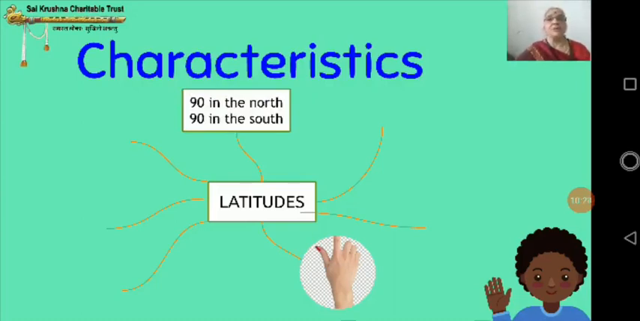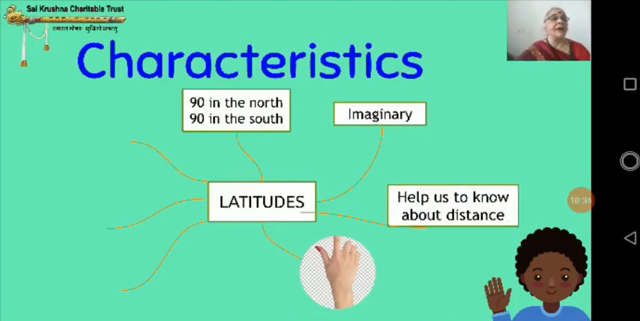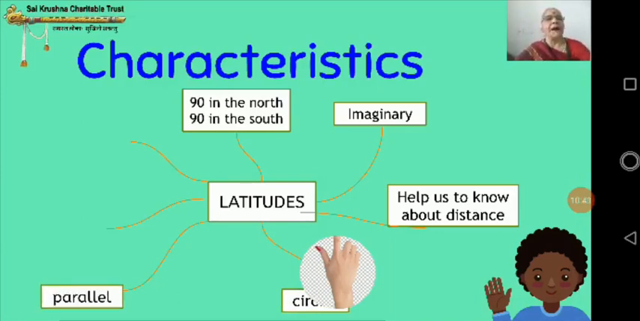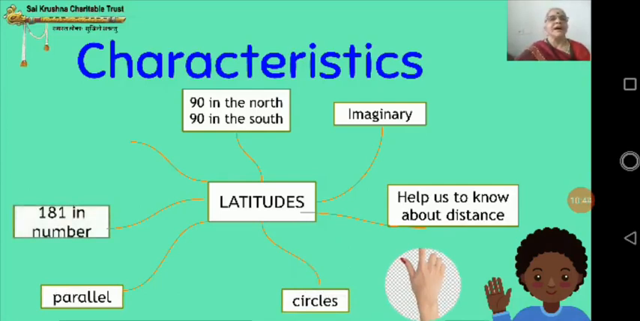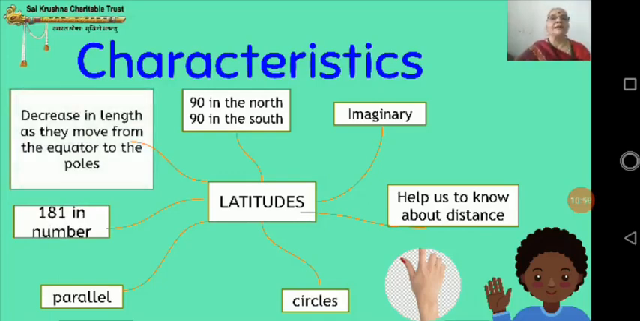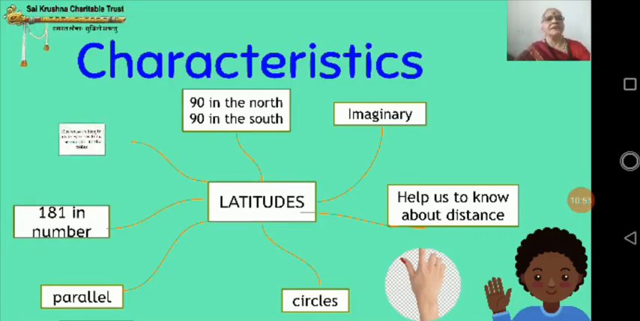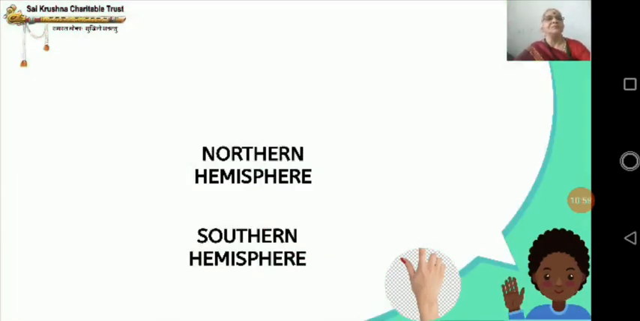How many latitudes do you have? 90 in the north, 90 in the south. What kind of lines are they? Imaginary. Next, they help us to know distance. They are circles. They are parallels. They are 181 in number. How many? 181. They decrease in length as they move from the equator to the poles. Are they of the same length then? No.